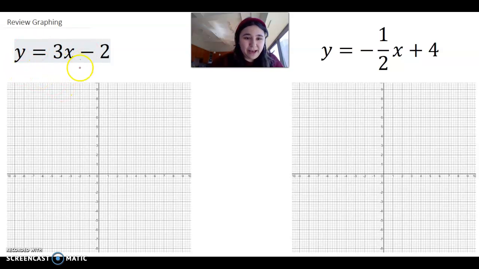Remember this lovely graph that we have here? I'm going to start by looking at our y-intercept. Remember, we always use our y-intercept to anchor. So in this case, our y-intercept is -2. So I'm going to go to my graph and I'm going to put a lovely -2 dot. Then we're going to look at our slope.